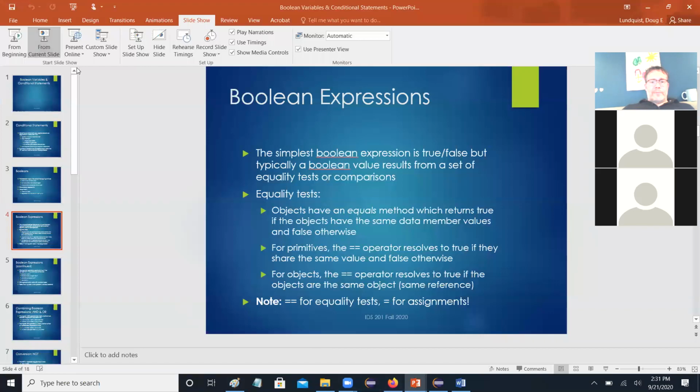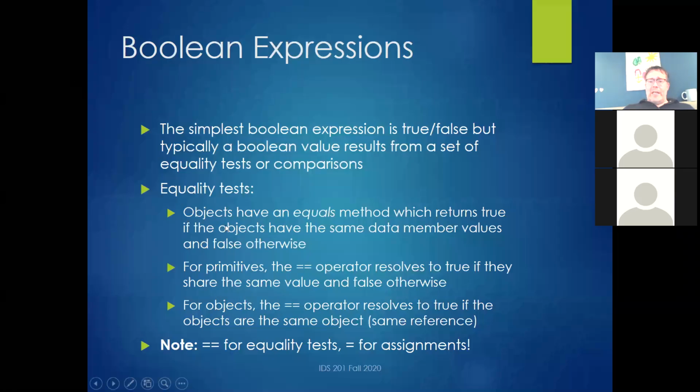So objects have an equals method, returns true if the objects have the same data member values, false otherwise. That's how it works for strings. With a lot of other objects that have an active equals method, that's how it works. But again, they actually have to code it in there because if it just inherits straight from Object, it's not really going to do anything. For primitives, the double equals operator resolves to true if the two primitives have the same value, false otherwise.